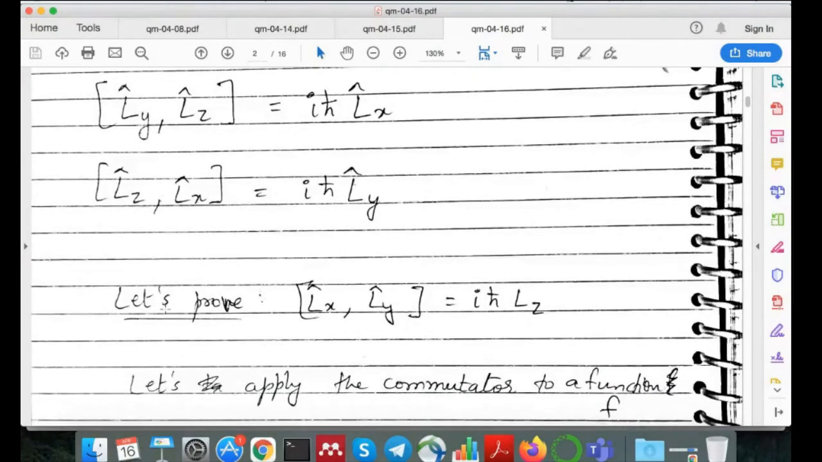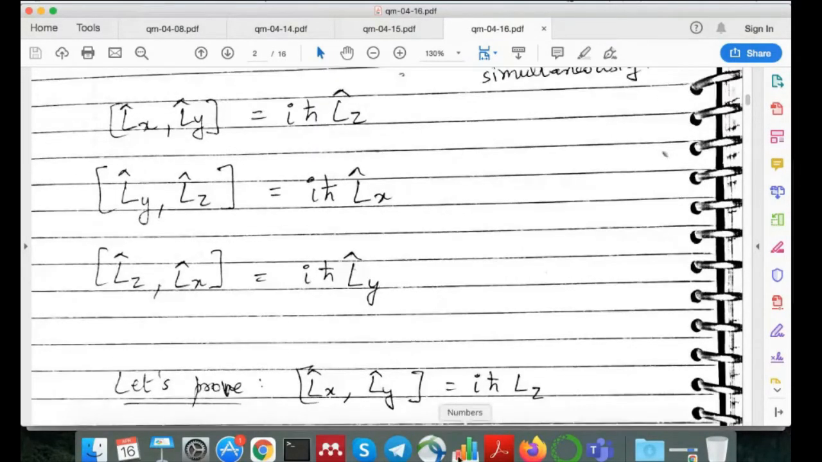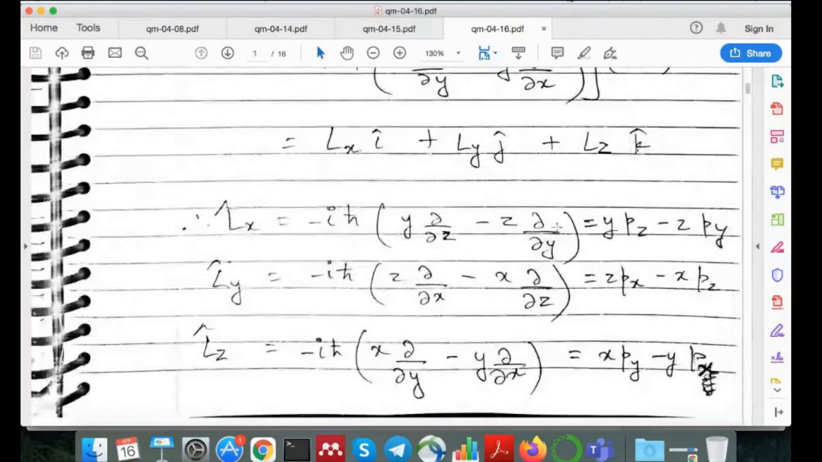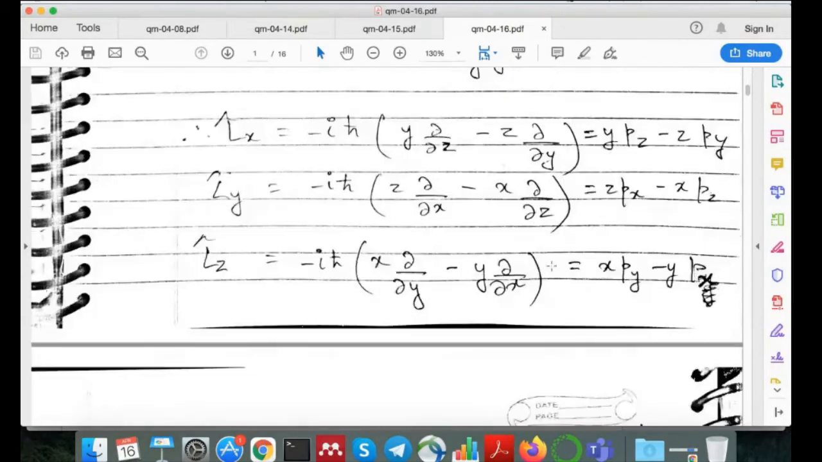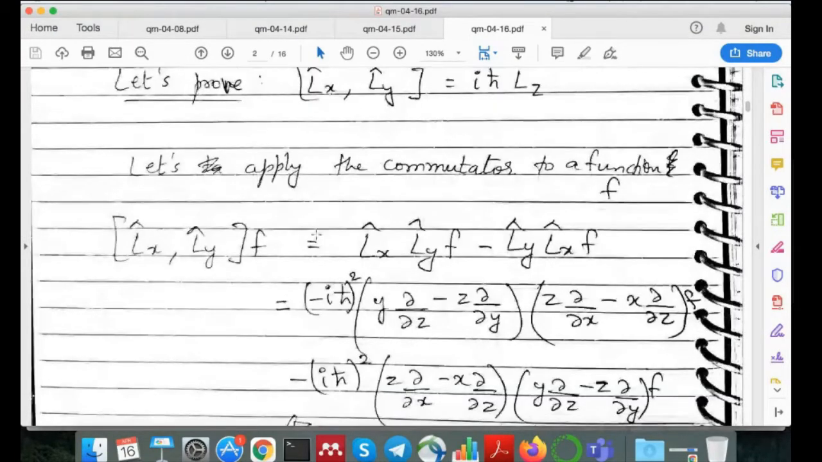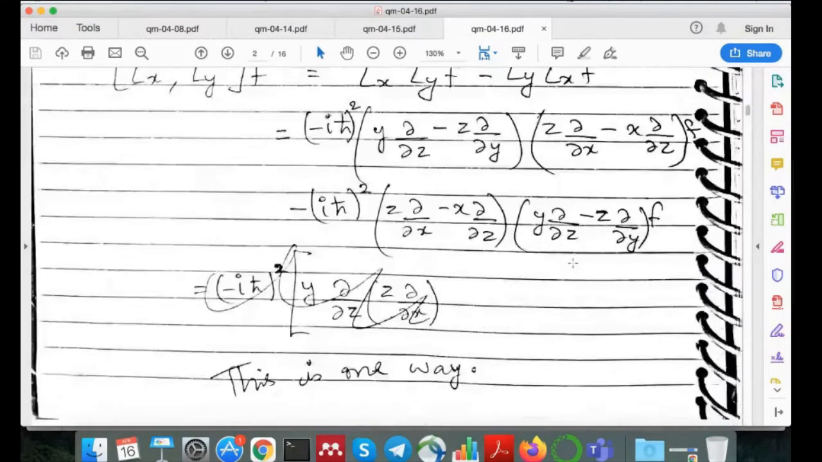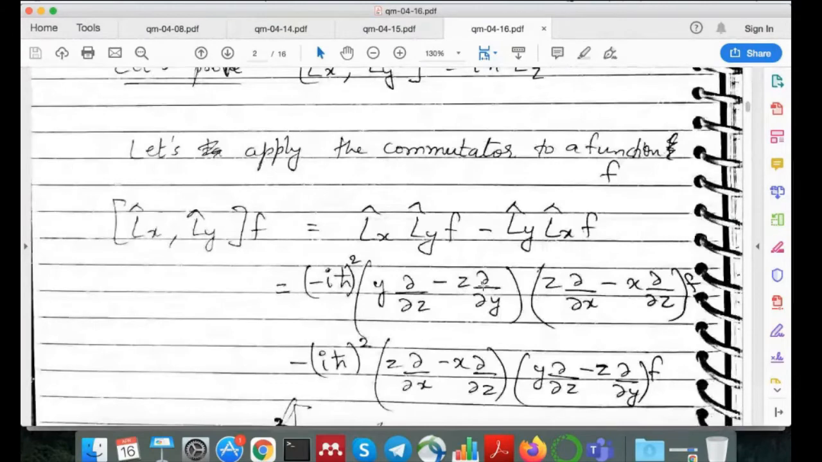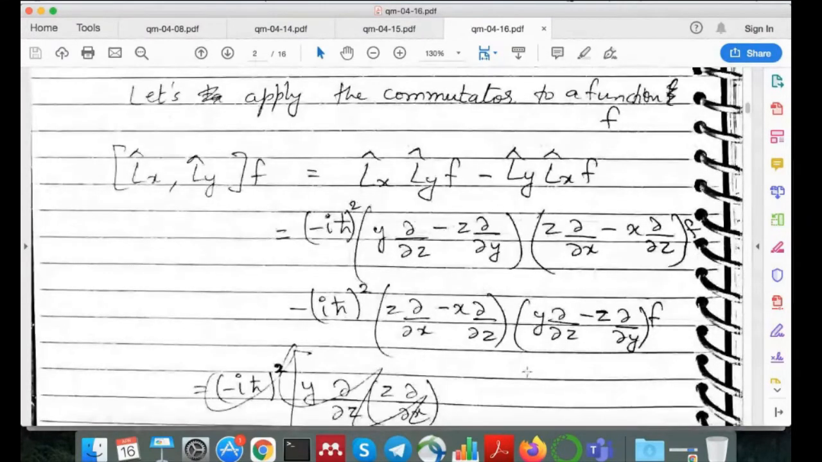This obviously can be proved. All you have to do is take the formulas we have specified here: Lx is given by this, Ly is given by this, Lz is given by this, and you apply each of these to a function, and then you can prove that this commutator will be equal to this. This is a very tedious method, but it is one way to do it.